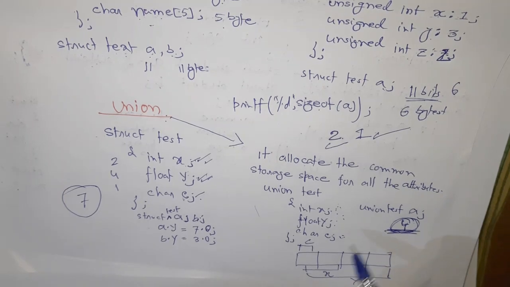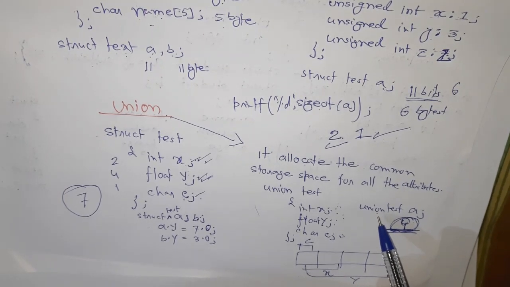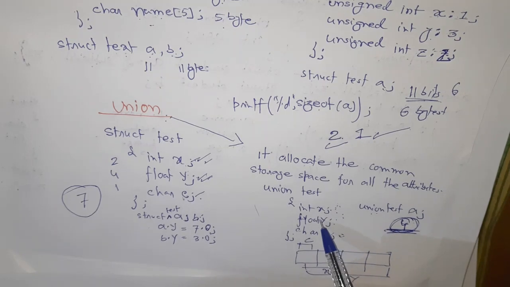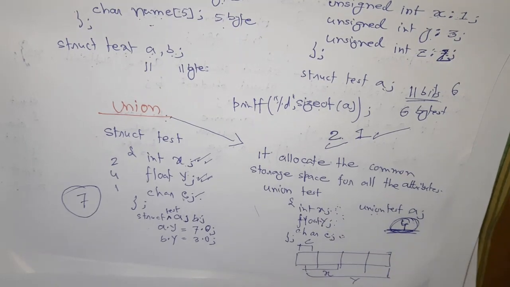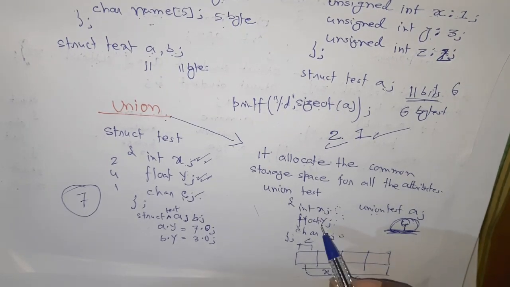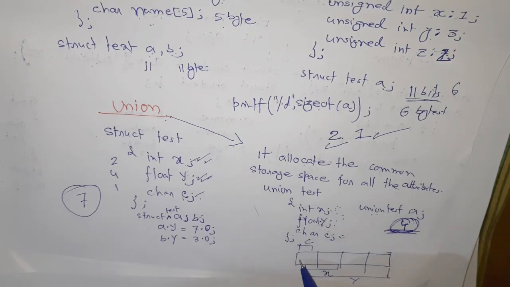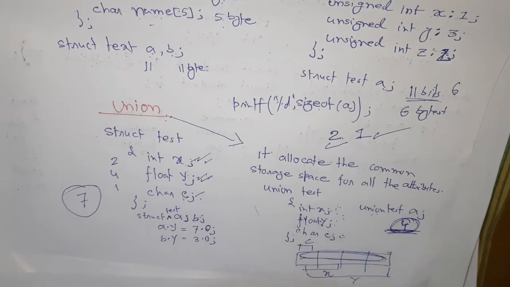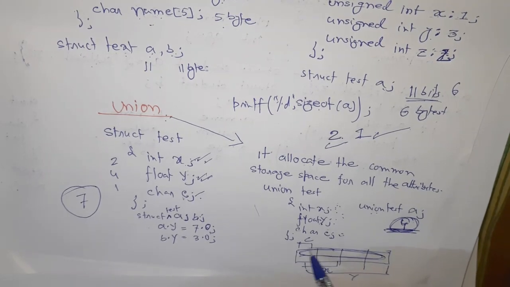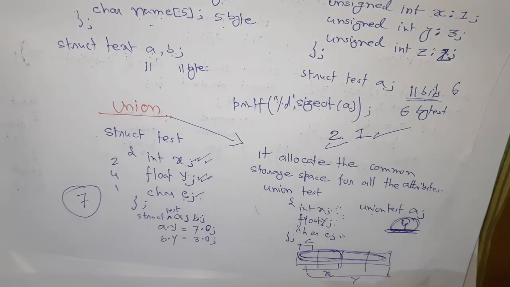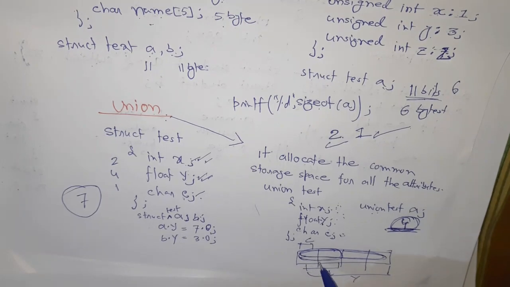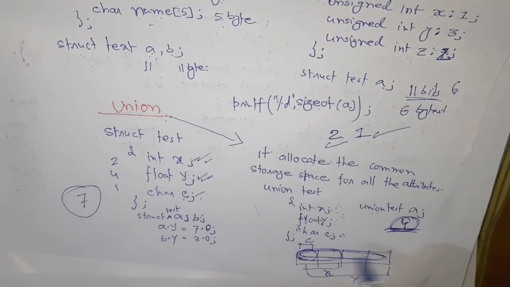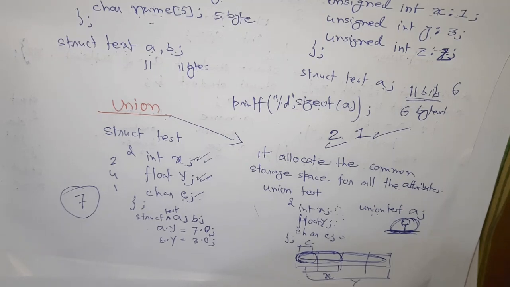So as a result, in the union, if we want to access all the data elements at the same time, you may not get the correct value. Because if you want to store the value of y, it will occupy this much of the space in our computer memory. And if you want to store the value of x, in that case it is going to overwrite the first 2 bytes. Again, if you access the value for c, it is going to overwrite that one. So in that case you may not get the correct result.